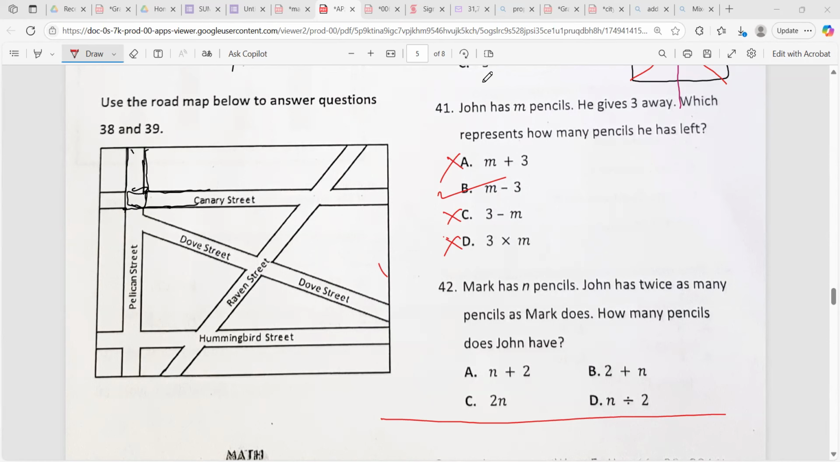It could not be A because that's an adding question, and it could not be B because it's like A but the opposite way. It could not be D because that's a dividing question. So the obvious answer is C. All right. Mr. Gabriel put up our answer.